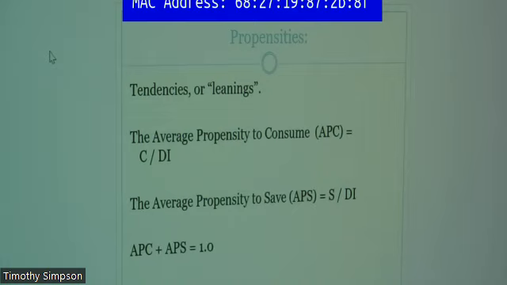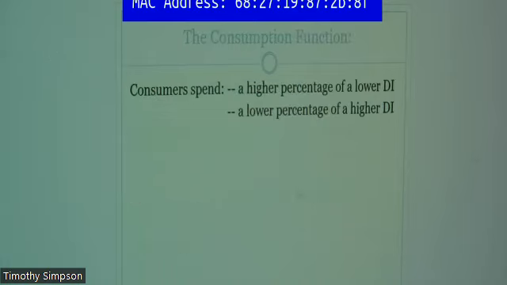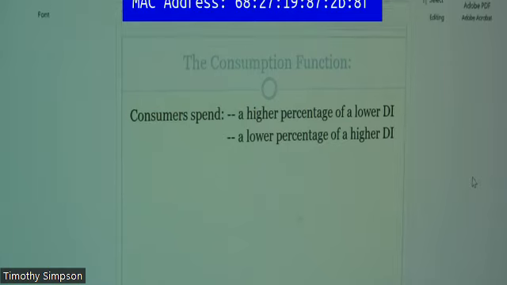Okay. So we're using the term function here, so it must mean that there's a mathematical relationship, and there is. So what about the consumption function and what is it? We're saying that consumers spend a higher percentage of a lower disposable income and a lower percentage of a higher disposable income. And I'll draw you a bit of a graph here in a minute as to what these things look like. I don't think this is really earth-shattering information to a lot of people.